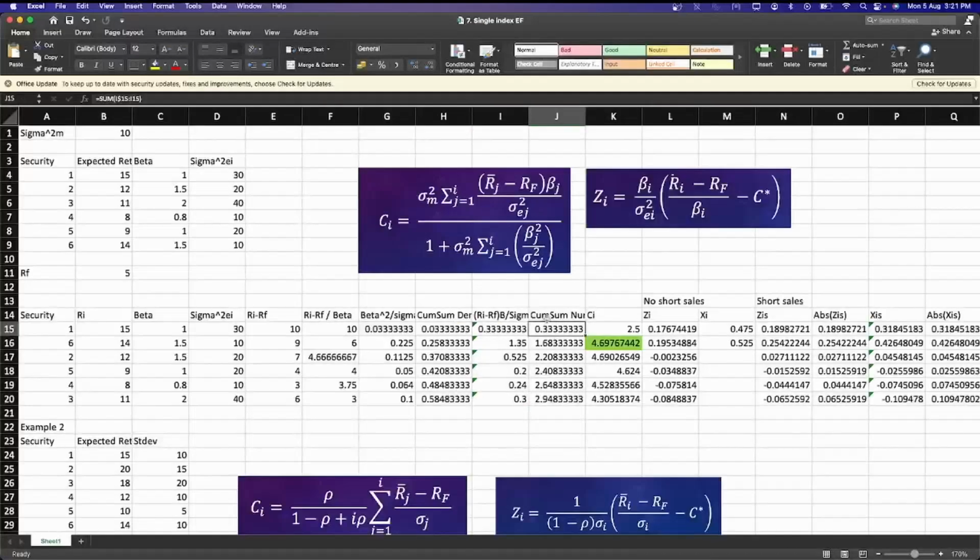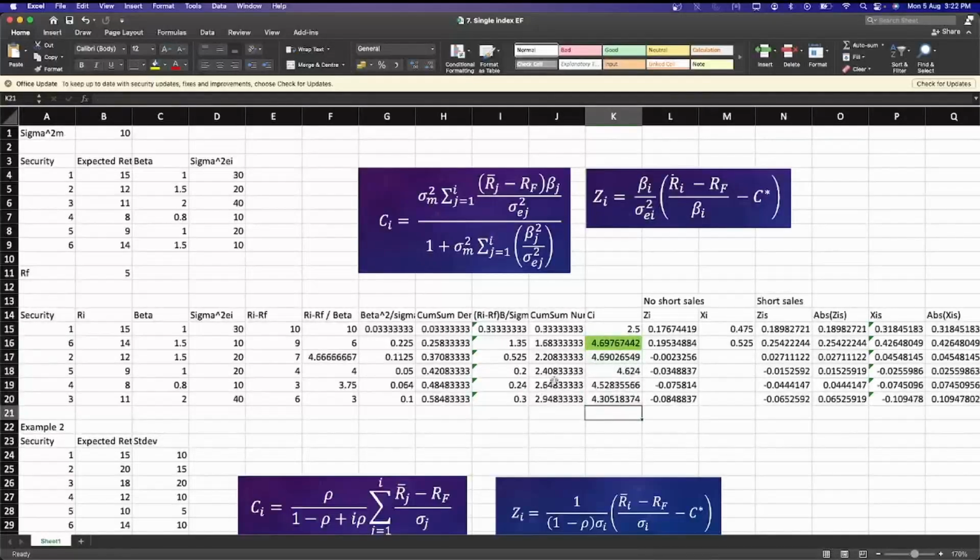And after that is the cumulative summation in the numerator, which is this entire summation part. So the first term is as it is, the second term is the sum of these two, the third term is the sum of these three, and so on and so forth. After that, calculating Ci is very simple. We multiply this cumulative sum by sigma square m, add 1 to it, and then divide that entire thing by the first thing. That's the simple formula that I have typed for the first one, and just simply drag it through, and that's how we calculate the Ci values for all the securities.